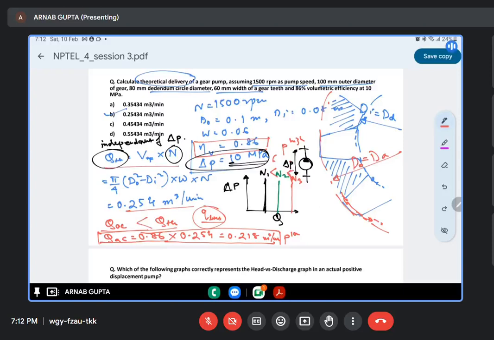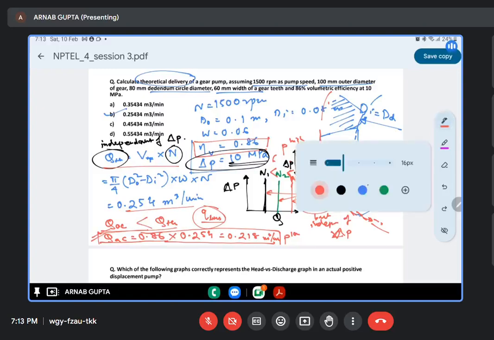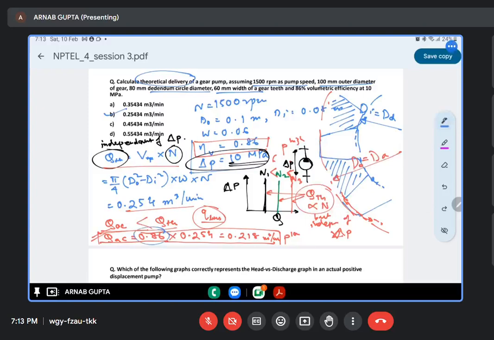So we can understand Q theoretical. These all three are QT. They are directly proportional to N, but independent of, sorry, delta P. But I have calculated this actual value of discharge. So here I have used this particular parameter, that is the efficiency parameter.